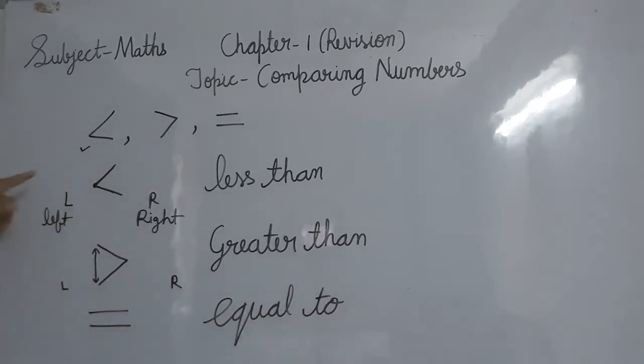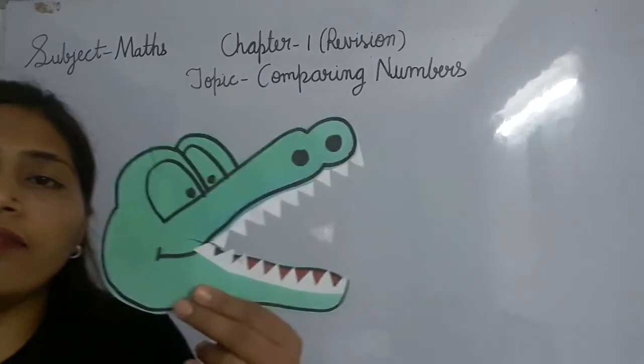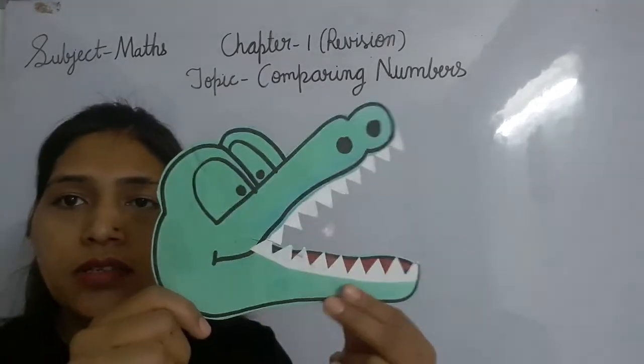So our first symbol is less than. If on the left side the mouth is closed, then it is less than. If on the left side the mouth is open, it is greater than. And the two parallel lines are called equal to, or same, we can say. Okay, so now let's start. How will we use these symbols? Where do we need to put these symbols? I think everyone knows about this.